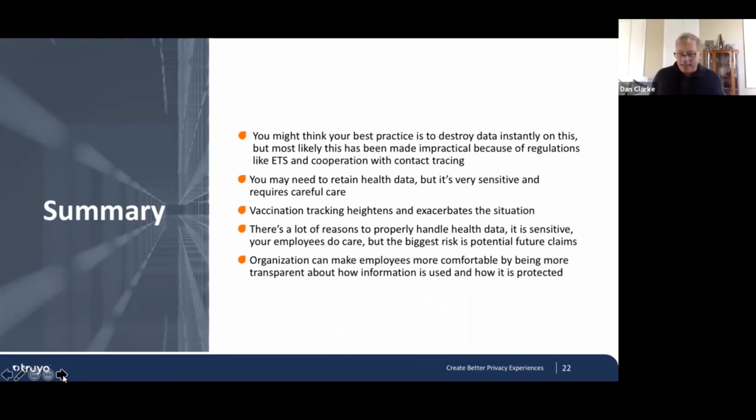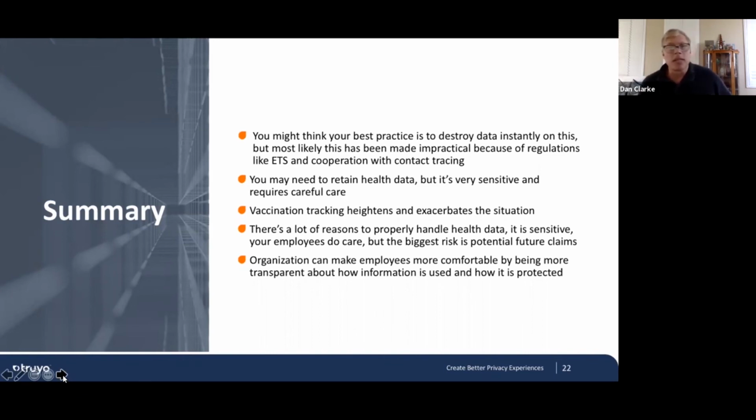So just to summarize, I think we're about out of time here. Previously you might have thought, well, I should just destroy data immediately if I'm taking health-related data. I don't think that's possible anymore. I think you have to hold on to it for most likely 3 years or more. And because of that, you need to take very specific security precautions around it.